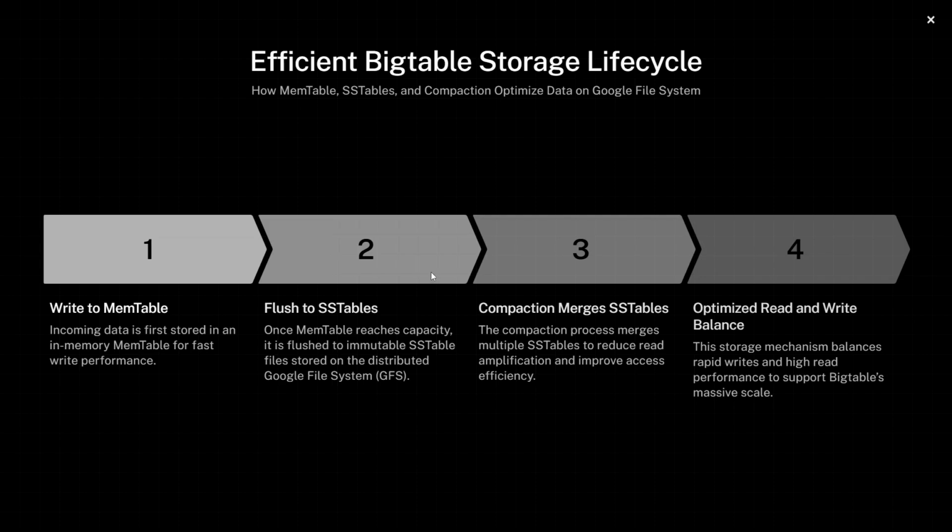Then compaction. Over time, the compaction process merges multiple SSTables to reduce read amplification and improve access efficiency. This optimizes the read and write balance. This storage mechanism balances rapid writes and high read performance to support Bigtable's massive scalability and high availability.